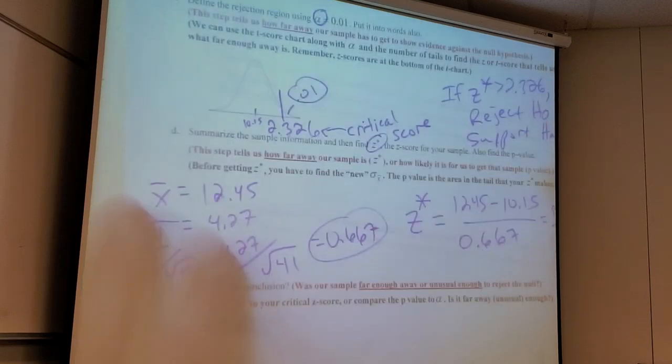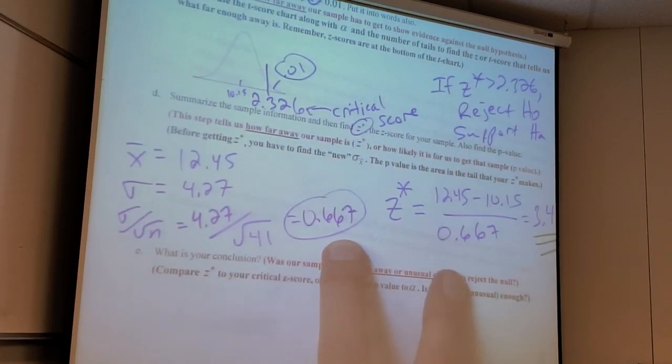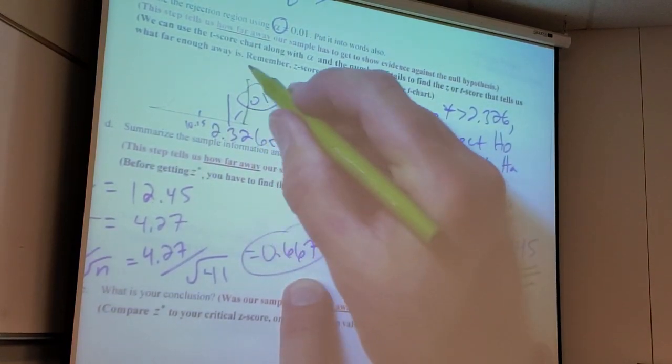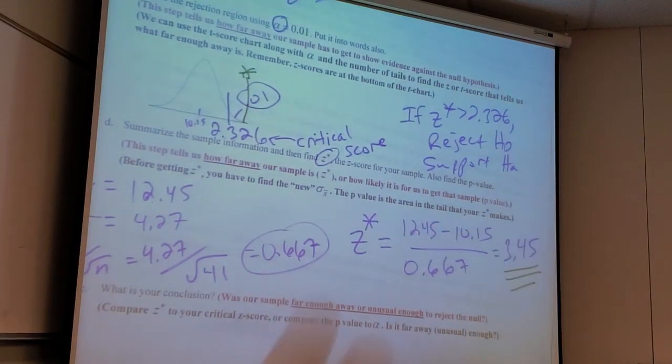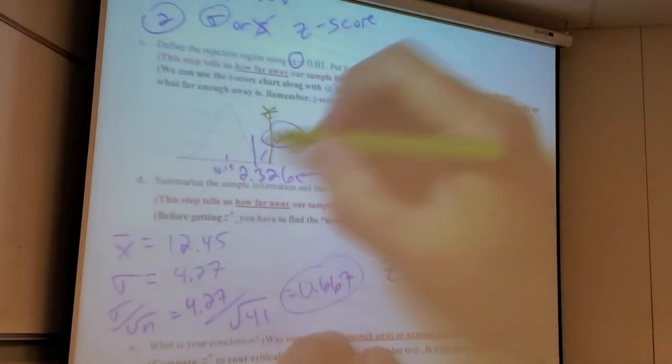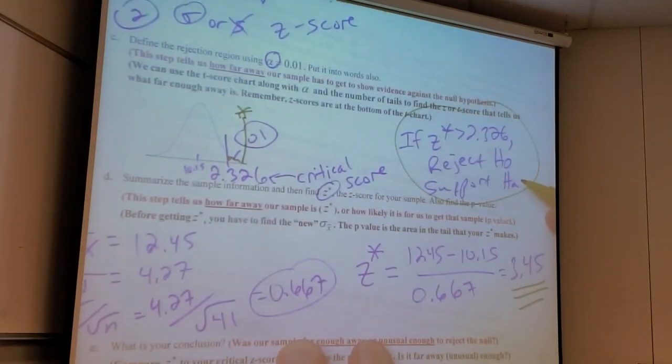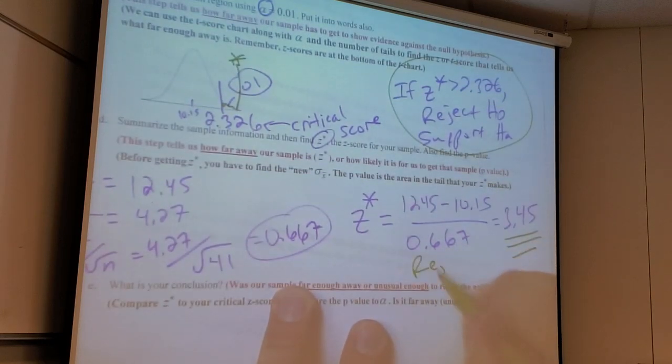Look what we just did. Well, what did we just do? Where is this on the picture? 3.45. Where is it? Very far out. Way up here, right? So I can put a little star in it. That's another reason I call it Z star. Did we make it far enough away? Yes, we made it far enough away. We made it in here. What does that mean? What can we do? The Ho is wrong. Yeah, we have it right here, don't we? We can reject the Ho. We can support the Ha.